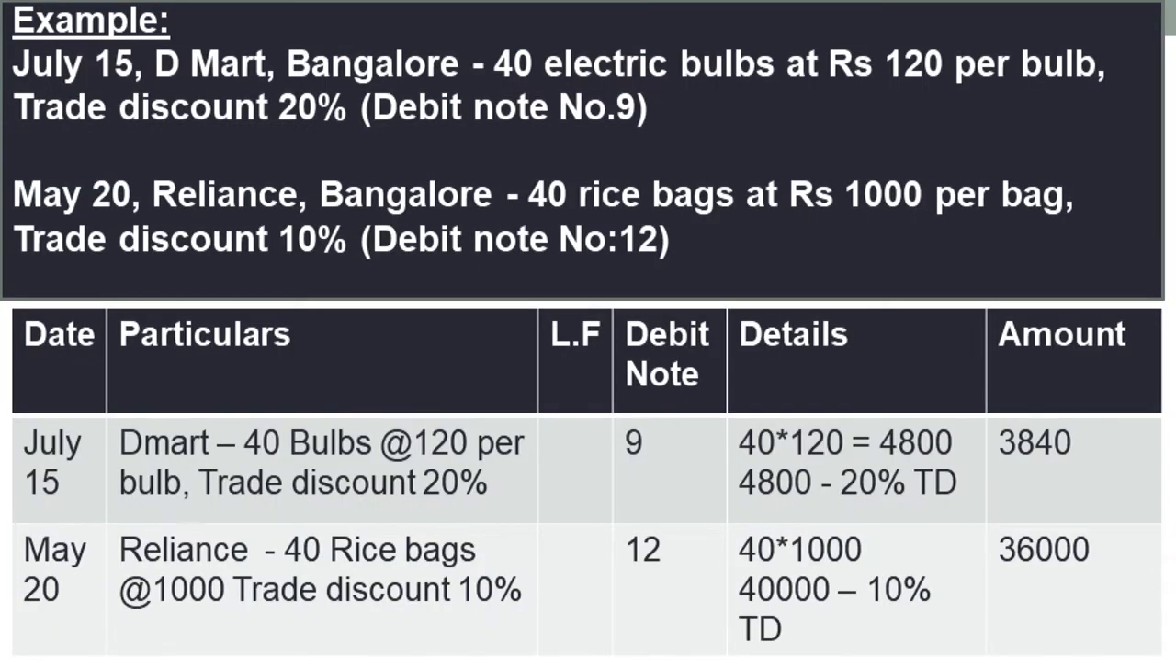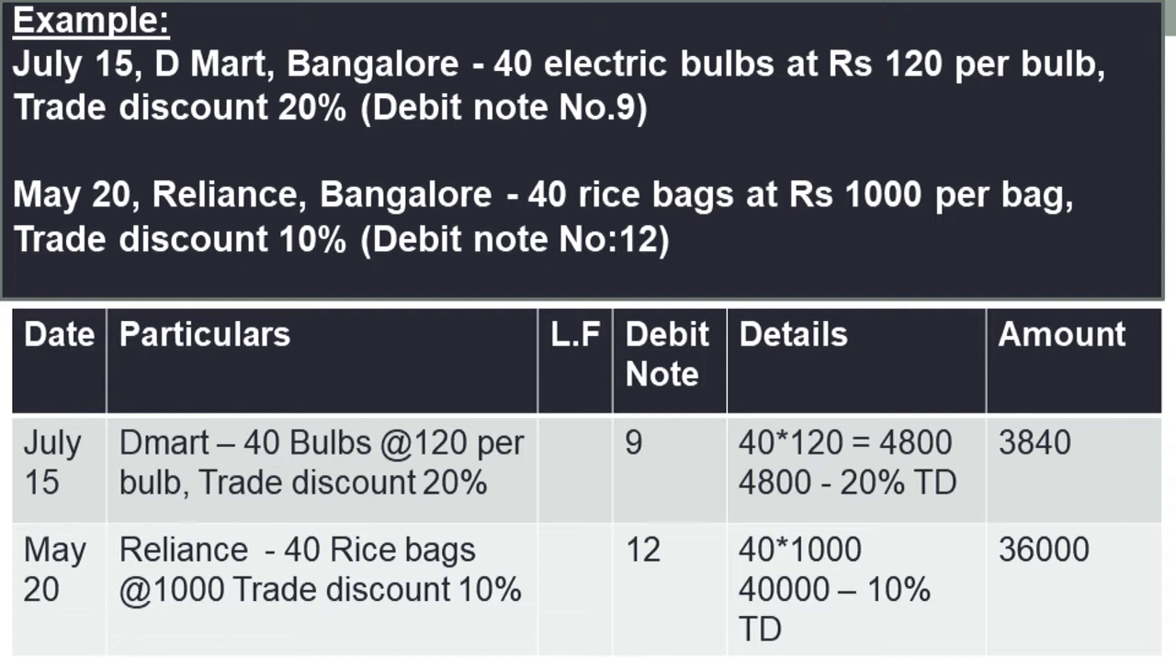Now we will see an example for Purchase Returns Book. On July 15th, from DMart Bangalore, we have purchased 40 electric bulbs at Rs 120 per bulb. And also we have received a trade discount of 20%. And the debit note number for this transaction is 9. For this transaction, we will mention the transaction date, that is July 15th, in the date column, and in the particulars column we will mention the supplier's name along with the product quantity and product details and also the trade discount that we have received from the supplier.